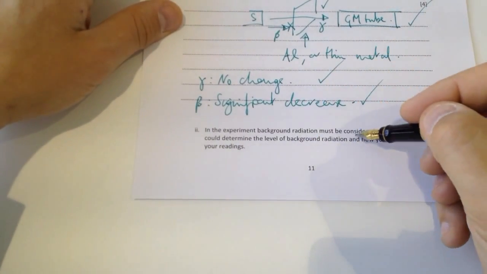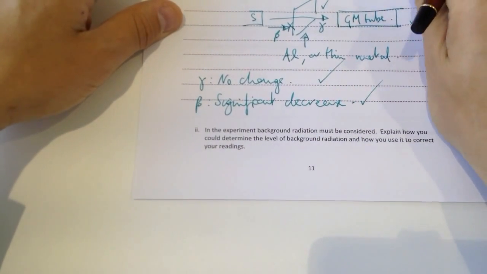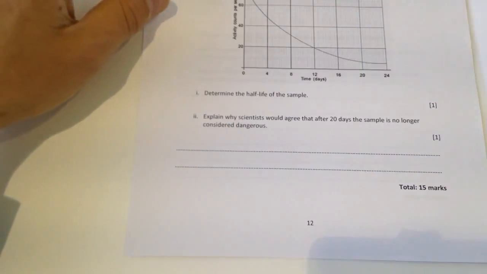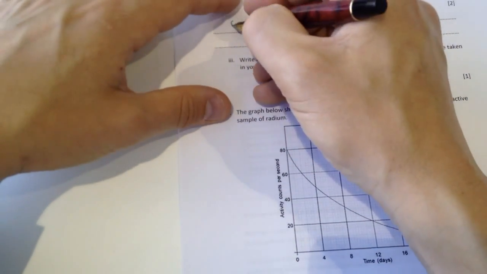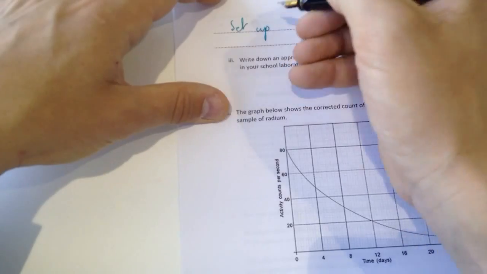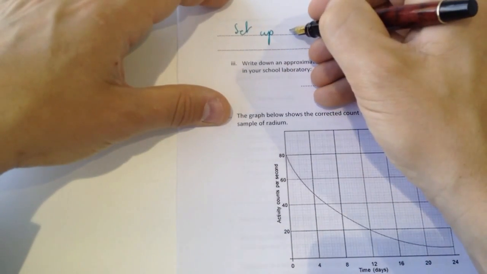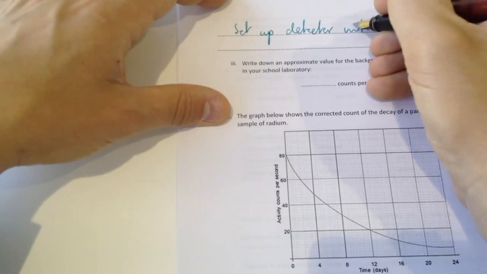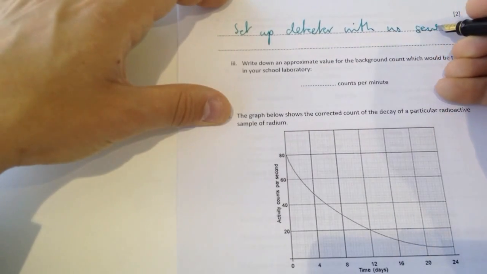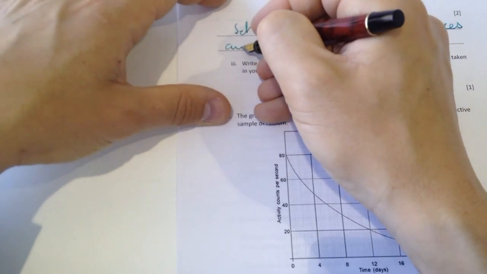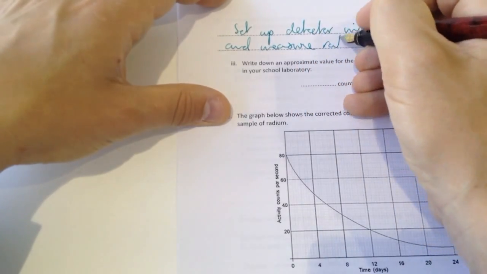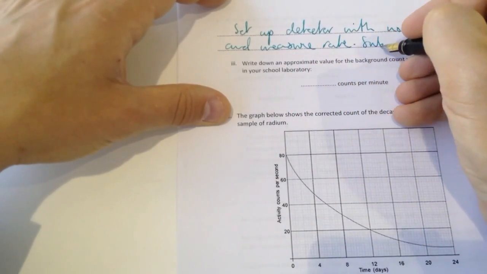Okay then. Background radiation emission must be considered. How would you determine the level of background radiation? What you'd do is you'd set up your detector with no sources and measure the rate. Then subtract that from readings.